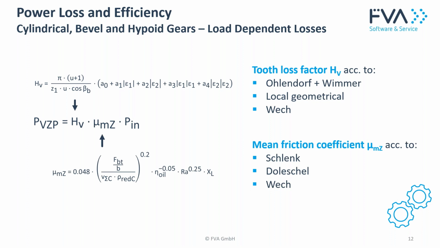To calculate the friction losses, we additionally need the mean friction coefficient, which takes into account the sliding roughness and so on. We can calculate it according to Schlenk, which is the simplest approach, or a little bit more detailed according to Tutotial. But here you need the corresponding measurements from special tests for your lubricant. For bevels and hypoids, we have an approach according to Wech.